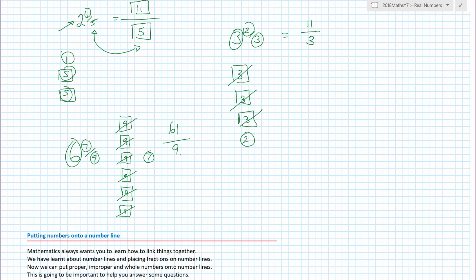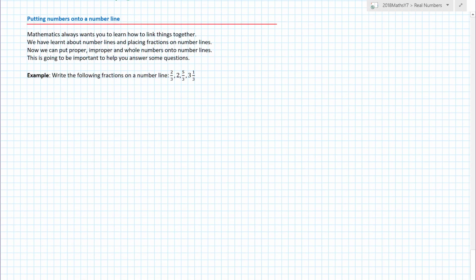Maths is pizza. How do we use this in a practical sense? Well, we've got to remember that we've actually done all sorts of different stuff so far. We've learned about number lines. If you remember, we've got a video on number lines and placing fractions on number lines. We can now use the stuff we've got there to put proper, improper, and whole numbers onto number lines. So this is going to be important to help you with some questions that you're going to come to in that exercise. So write the following fractions on the number line. First things first, maths is a big, fat trick. It's going to try and trick you. What do you notice?